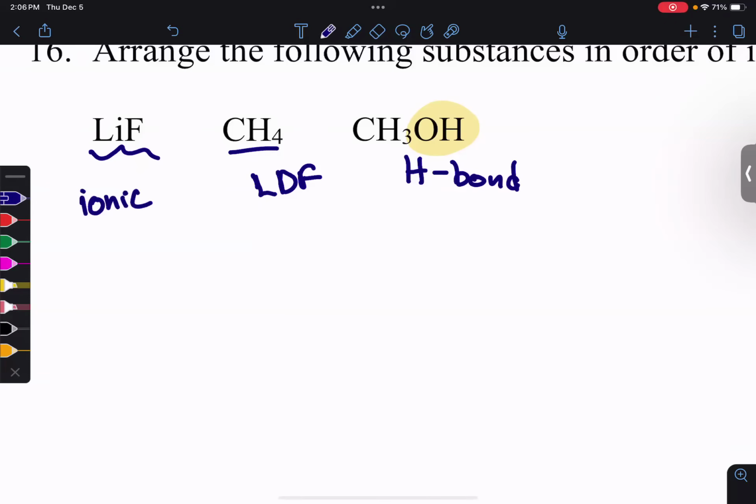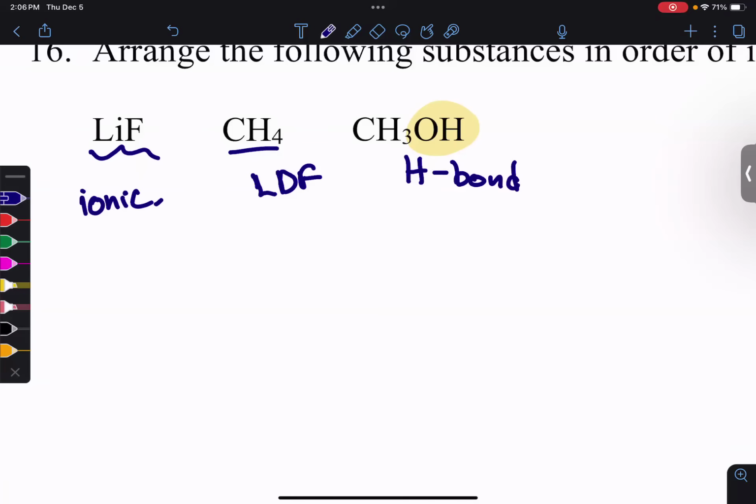Ionic, yeah. So don't forget chapter 2 stuff. Just look at the substance and ask, how would I name that? If this was chapter 2, how would I name that? You would call it lithium fluoride. You follow ionic naming rules. It's an ionic compound. So just think of attractions.